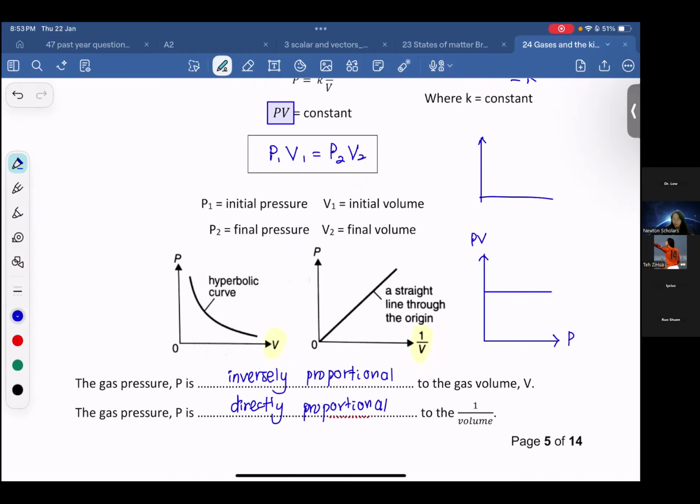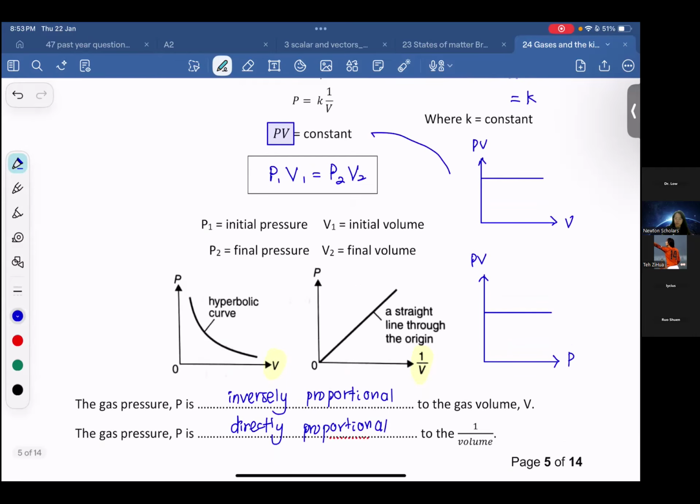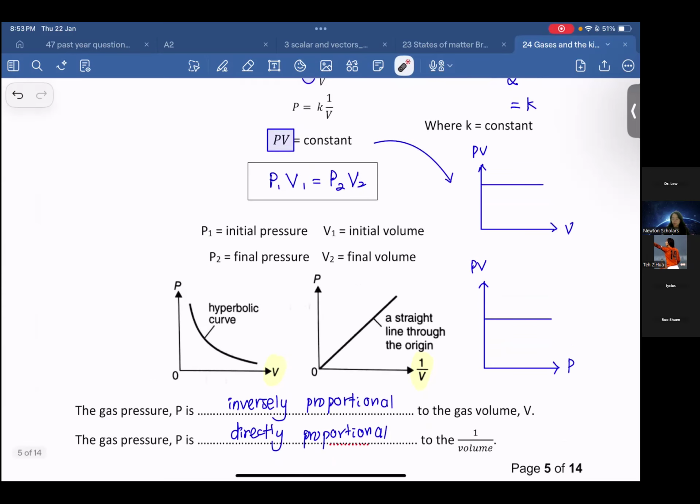Teacher, if I change my volume, what happened to my PV value? My answer is still a constant value, because P times V is a constant value. Volume increases, then at the same time pressure will decrease. Then they times up together, and you still get the constant number. Until here, is that clear? Before I scroll up for Zihua.